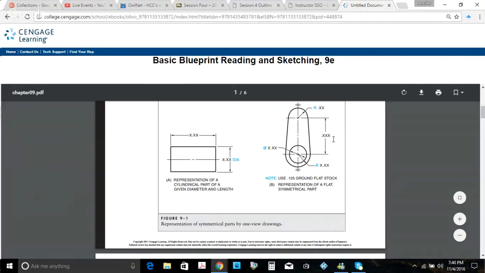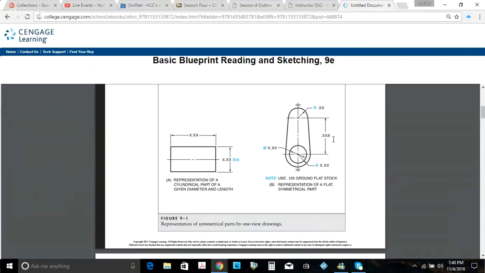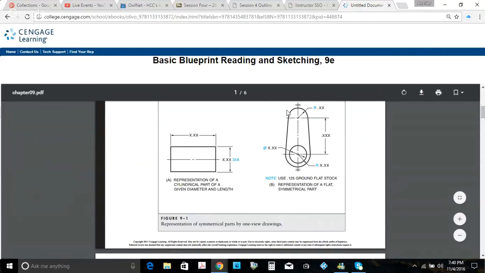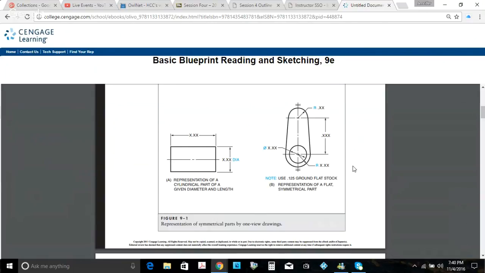It doesn't have to be bottom and top. It can be side to side, or it can be both. It can be top to top, or top to bottom and side to side. But those marks are there to symbolize that the part is symmetrical, that everything that's happening on the right side of the center line is also happening on the left side of the center line.